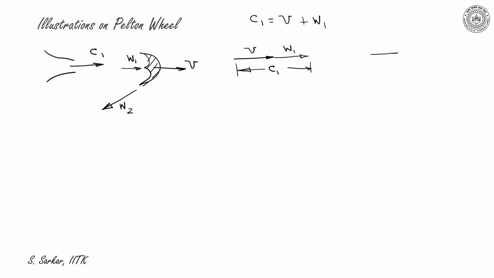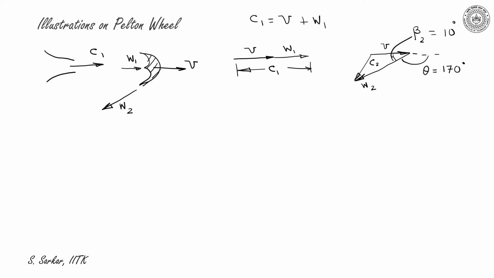So now if I draw the exit velocity triangle, this will be U, this is W2, and this would be C2. Now W will be deflected by an angle of theta. Theta is equal to 170 degrees. So this is beta 2. Beta 2 will be 10 degrees.